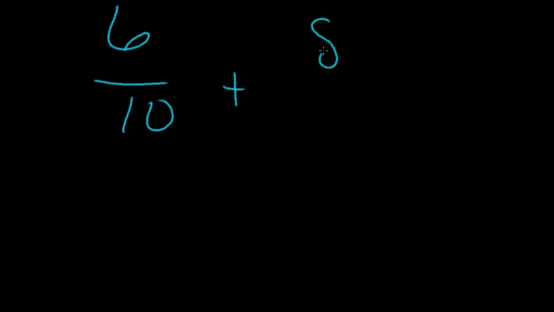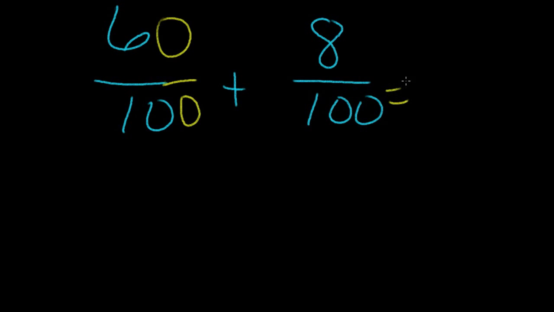Just one more example. Let's say we have 6/10 plus 8 hundredths. Again, we have tenths and hundredths, so unlike denominators. We can change this to hundredths by simply adding a 0 top and bottom. And now we have 68 hundredths.